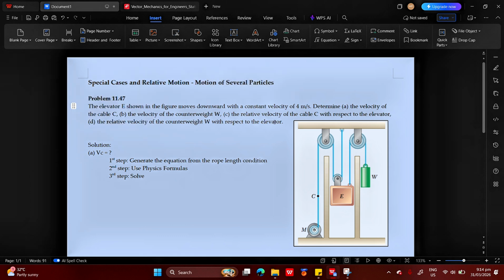But for this, there is more than one particle, like M, C, E, W. They are particles. Of course, our term for particle for this topic also pertains to objects, like vehicles, like weights, like elevators, like points. Okay, so our problem here is how to solve this kind of problem.